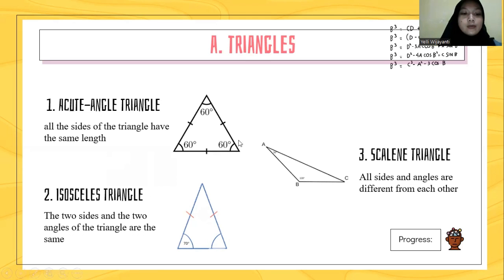And also, the second one is isosceles triangles. The two sides and two angles of the triangles are the same. The next one is scalene triangle. Here means all sides and angles are different from each other.